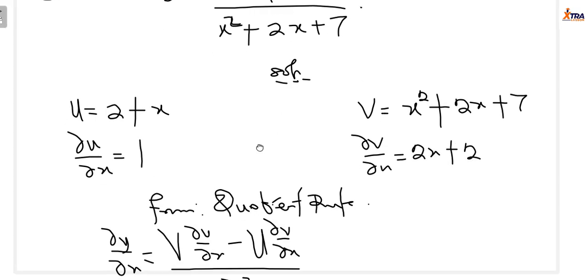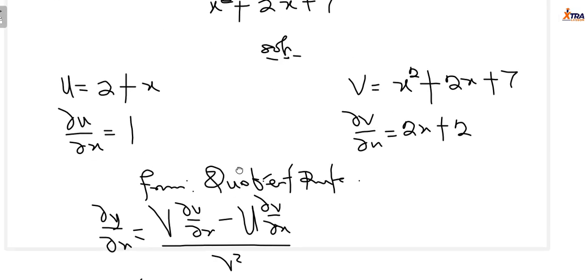So that is how to solve that with the help of the quotient rule.